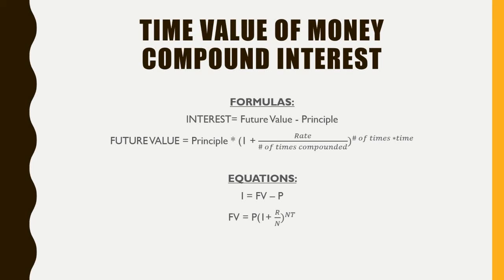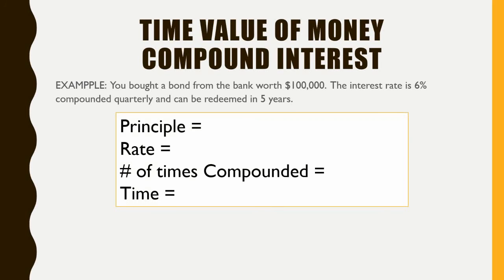But if you look down below, it's FV equals P, parentheses, 1 plus R over N, parentheses. Caret means the exponent. In this case, we're going to use carets in Excel. But it's raised to the n times t power. All right? So again, you cannot do this on a regular calculator. And how to do it on a graphic calculator is actually pretty easy. And I'm going to show you how to do it on Excel as well.